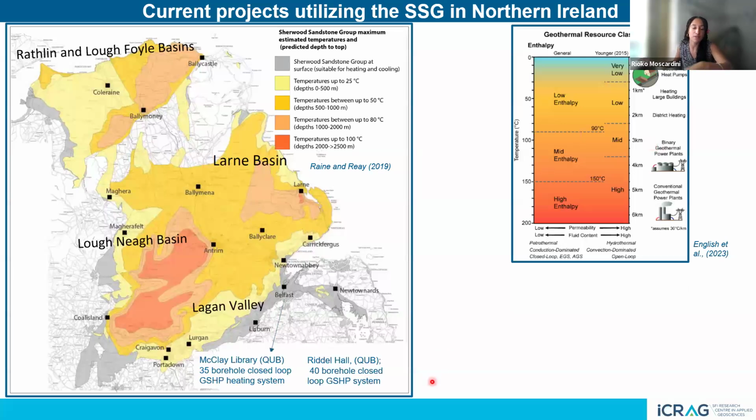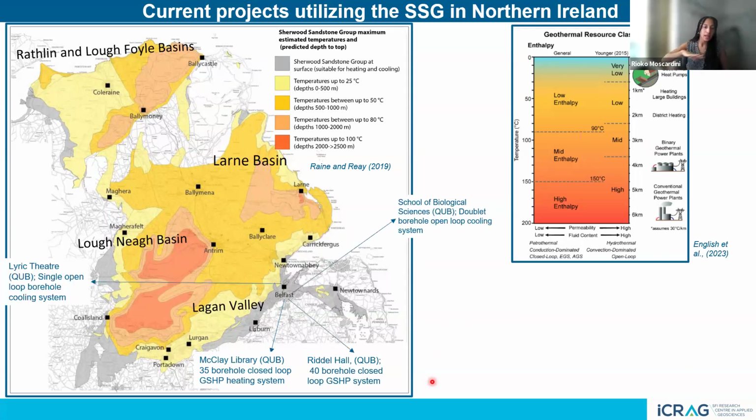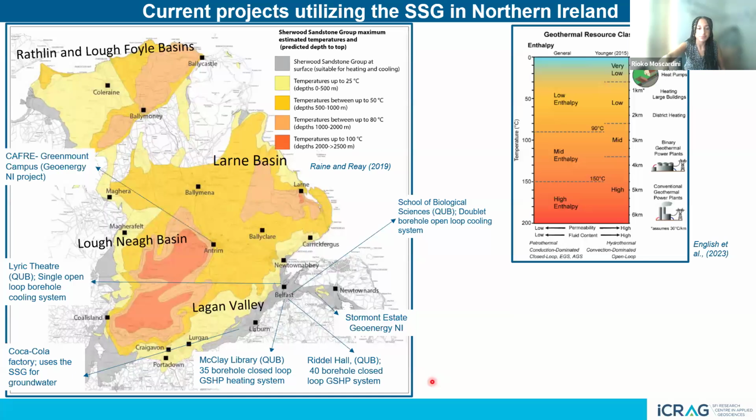So a couple of projects that have been going on throughout Northern Ireland. Queen's University Belfast have employed 2 closed-loop systems in the Riddell Hall and their Maclay Library. They also have open-loop systems in the Lyric Theatre and also the School of Biological Sciences. Coca-Cola have actually been utilising the Sherwood Sandstone for groundwater. So they've been utilising that water to help the production of Coca-Cola. And most recently, the Geoenergy Northern Ireland project has been looking at two demonstrator projects specifically for geothermal in the Stormont estate and in the Greenmount campus.